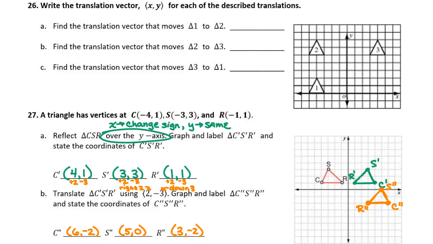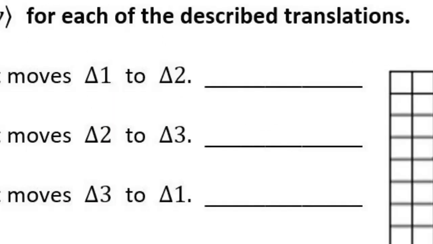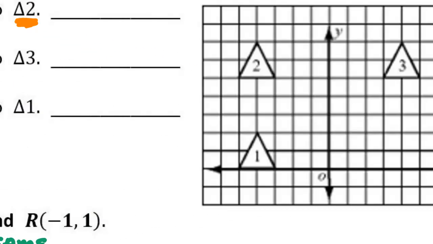26? Absolutely. All right, so we are supposed to find the vector, so we're going to write something that has angle brackets. The first one that we're going to write takes us from triangle 1 to triangle 2. So I'm going to pick out a point on triangle 1, like I'm going to pick this corner. I could pick any of the corners, but I'm going to pick that one. And I find the corresponding corner on triangle 2. That would be this one right here.